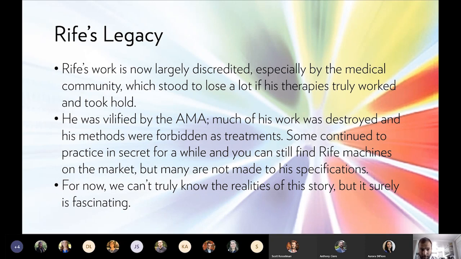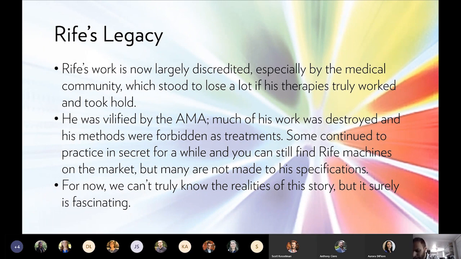His legacy. His work is now largely discredited, especially by the medical community. If this stuff really does work, then there's a lot of business interests that would be extremely hurt by it. He was vilified by the American Medical Association. Much of his work was destroyed. I think one of his labs was burned. And his methods and treatments were forbidden from being performed, even though they didn't have any negative side effects.